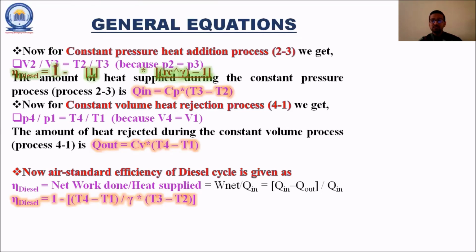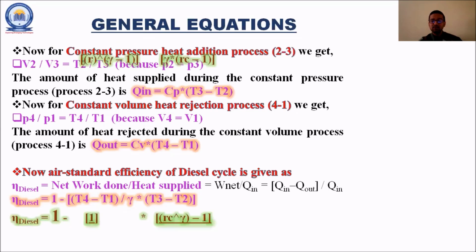And after the calculations and derivations, we have got this final answer: eta diesel is equal to 1 minus 1 upon r raised to gamma minus 1, times rc raised to gamma minus 1 divided by gamma into (rc minus 1). If you are referring to your textbook, then in place of rc, you will observe the notation rho, and rho stands for the cut-off ratio.